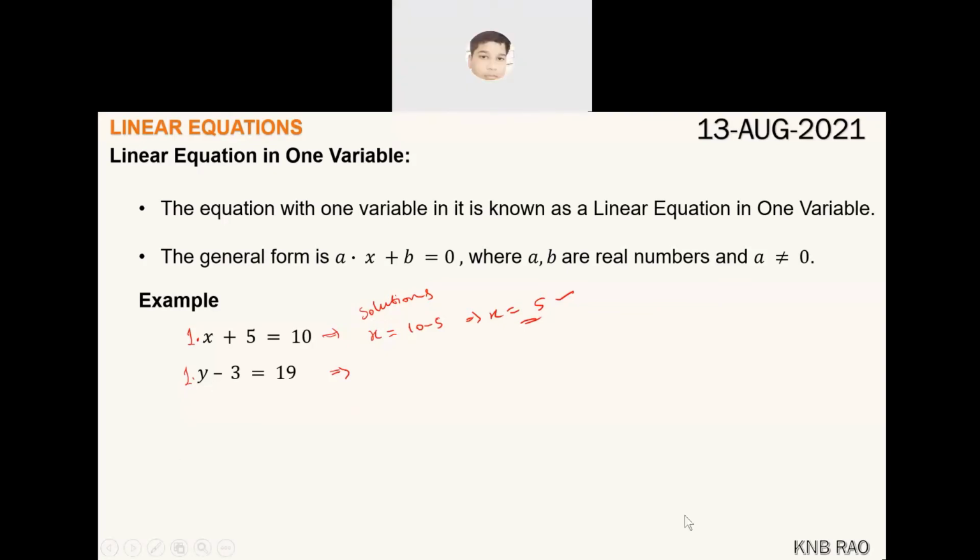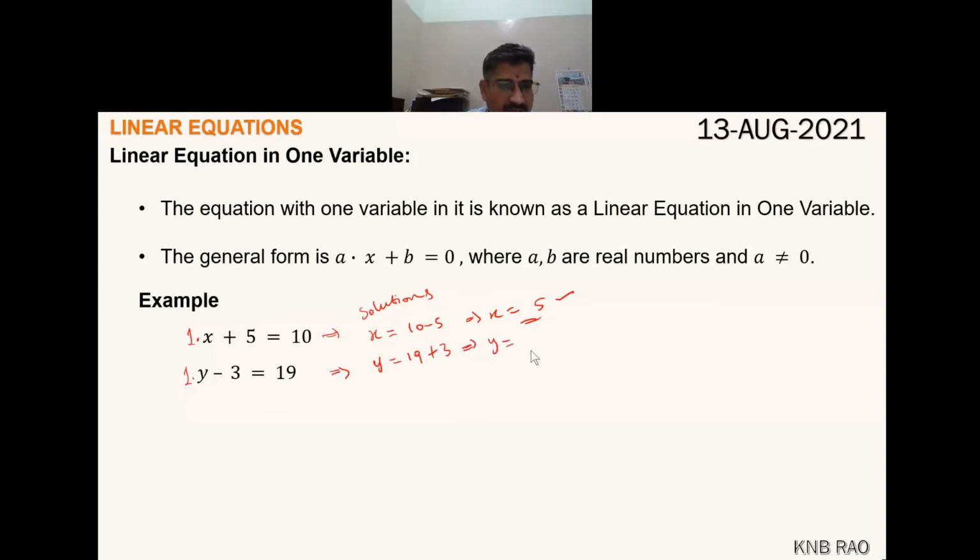The first raised hand is Shivam Kumar. Sir, y is equal to 19 plus 3, that is 22. Very good. So 22 is the solution of this equation.